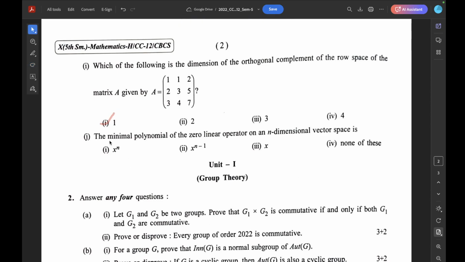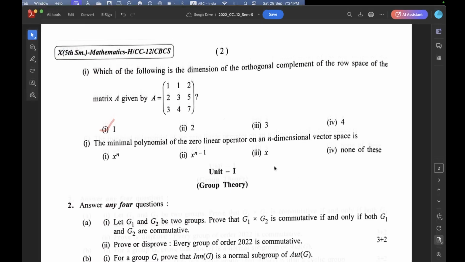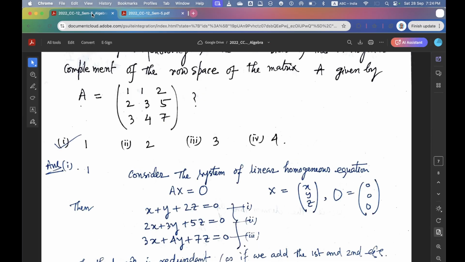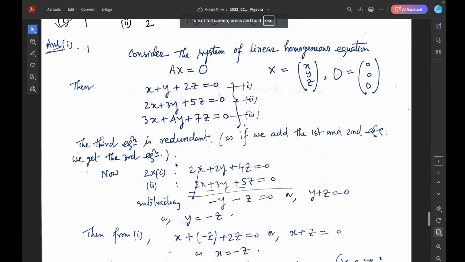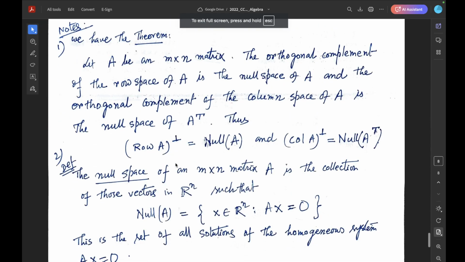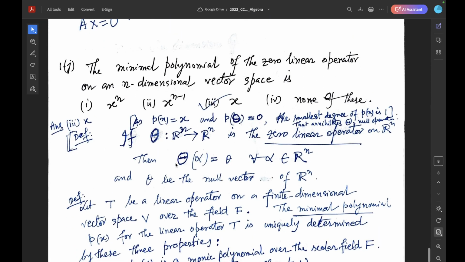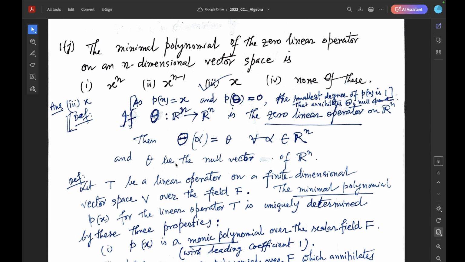Last question J: the minimal polynomial of the zero linear operator on an n-dimensional vector space is what? Minimal polynomial of the zero linear operator. Correct option is 3, it is x.